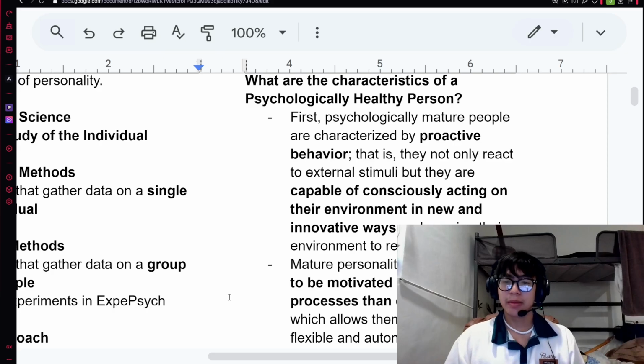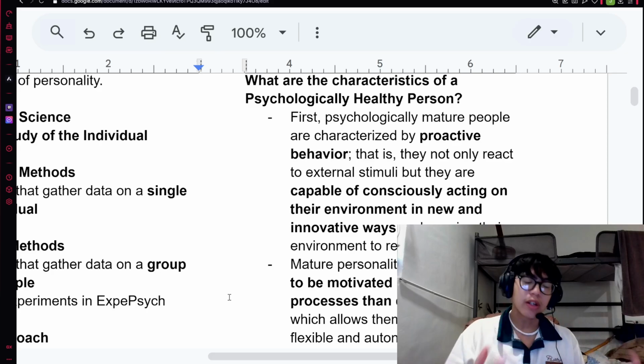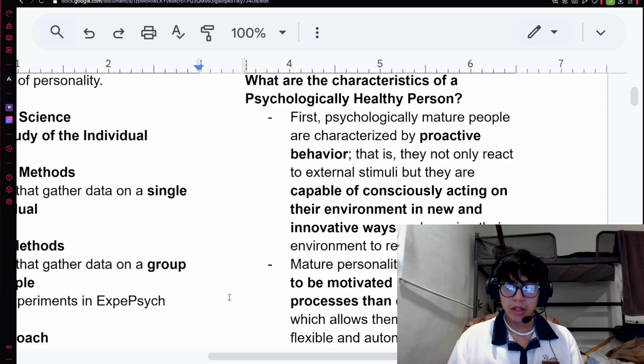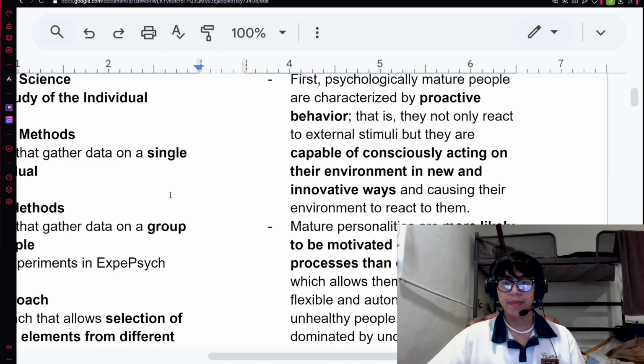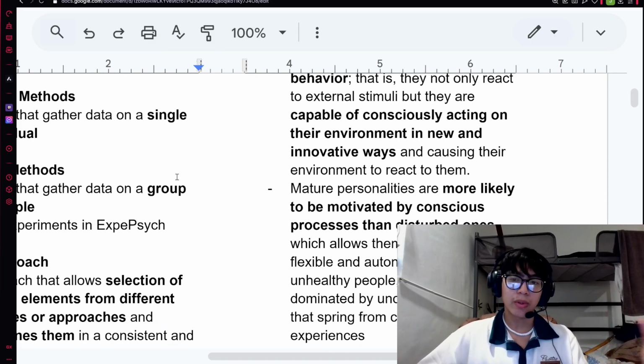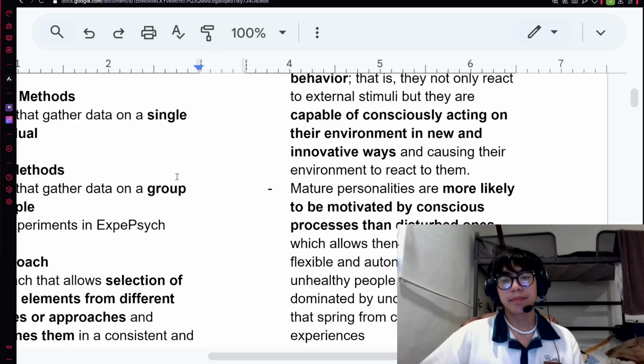Yeah, proactive behavior basically means that they're not just waiting for external stimuli, but in fact they're proactively doing something to change their environment in new and innovative ways, right? They're causing their environment to react to them rather than them always reacting to the environment.